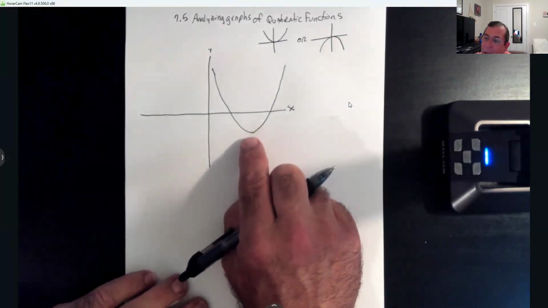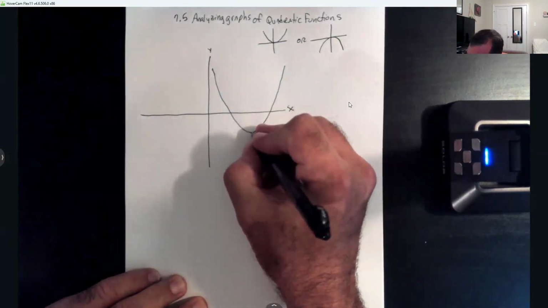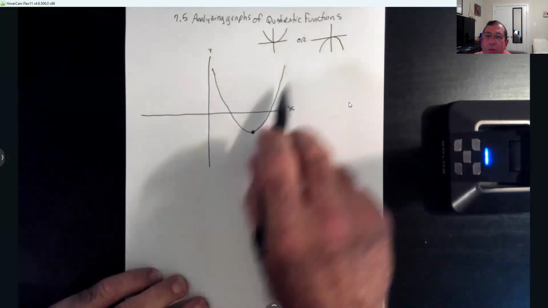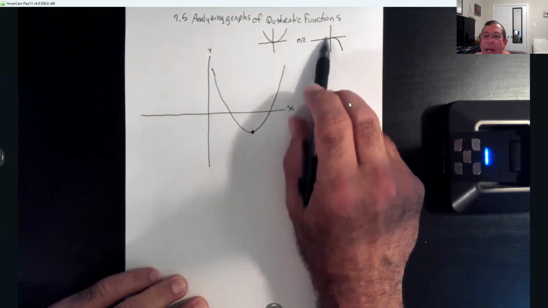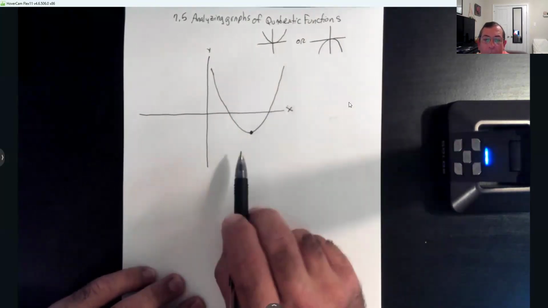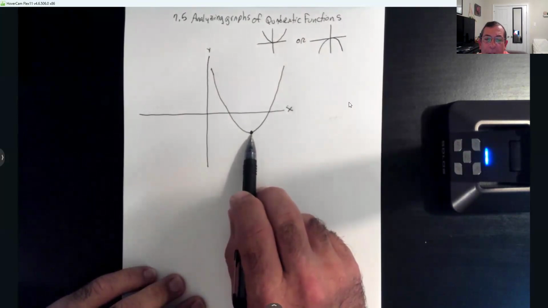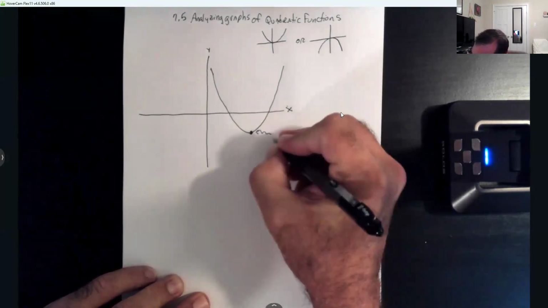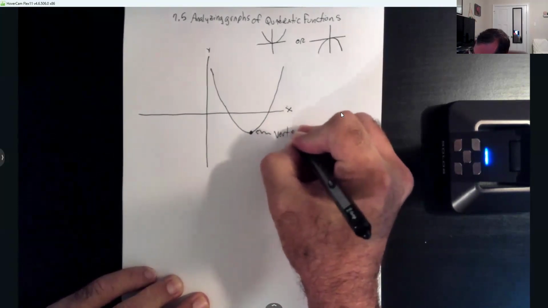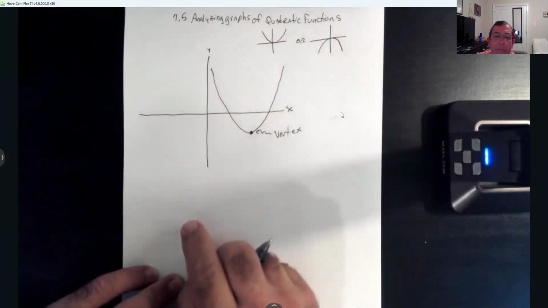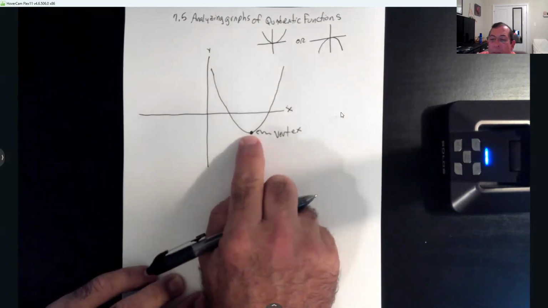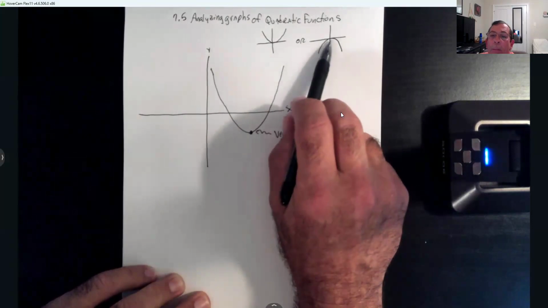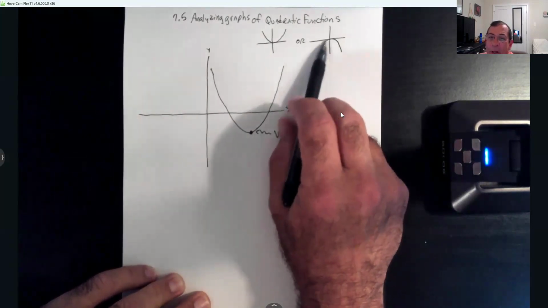What we're worried about now on these parabolas is these little minimum values, or if it's flipped upside down, it would have a maximum value. But we're worried about these points here. This point here is called the vertex. So this vertex gives me either the minimum of the graph or the maximum if it's flipped over, okay?